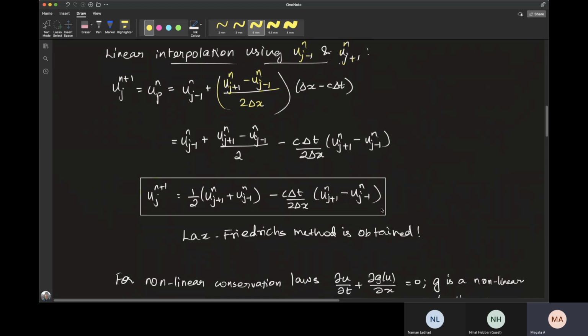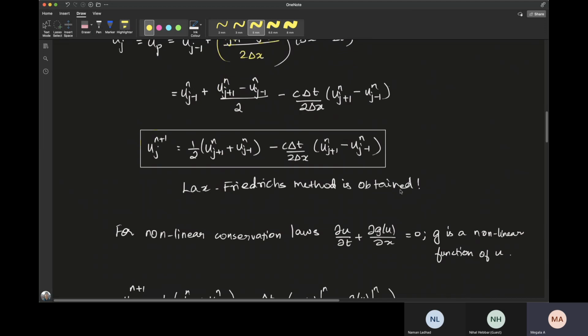This is a popular scheme. This is one of the very first schemes that came in hyperbolic equations, especially for the linear convection equation. This is one of the very first schemes that came.